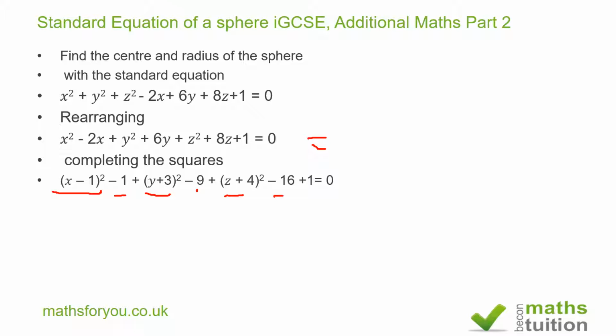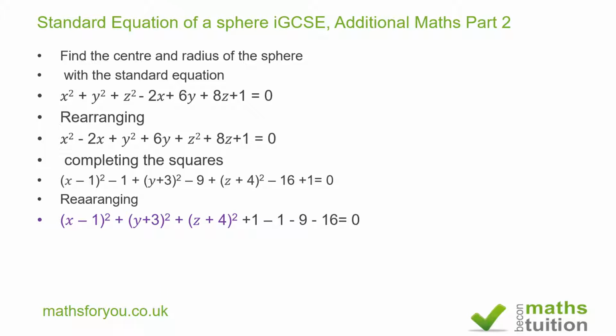So now we end up with x minus 1 all squared minus 1 plus y plus 3 all squared minus 9 plus z plus 4 all squared minus 16 plus 1. If we rearrange or tidy up, we end up with x minus 1 all squared plus y plus 3 all squared plus z plus 4 all squared plus 1 minus 9 minus 16. This plus 1 comes from the original equation itself. Now the plus 1 and minus 1 will cancel out.